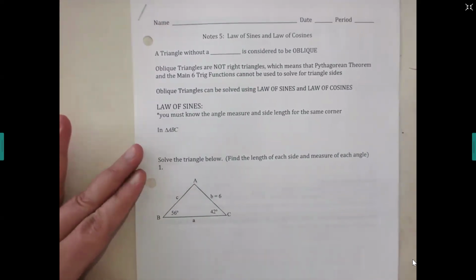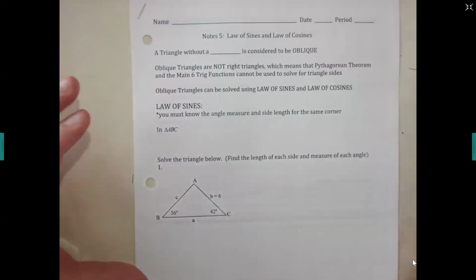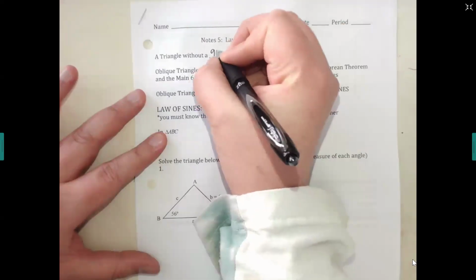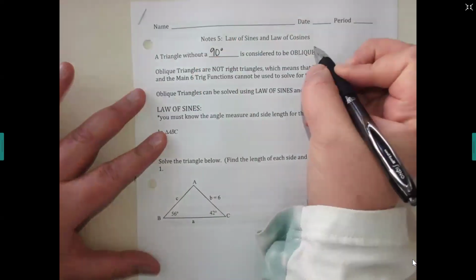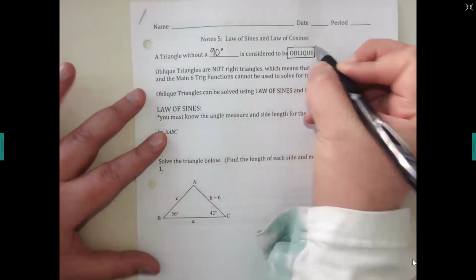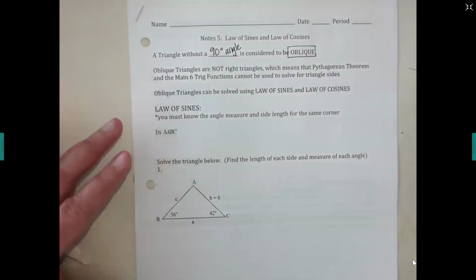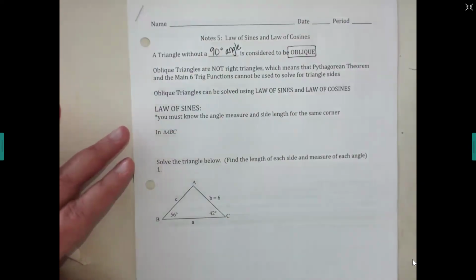All right, so today we are going to learn the laws of sine and cosine. You already did these in geometry, but probably you forgot, so let's go back over these. If you have a triangle and it does not have a 90-degree angle, then it is considered oblique. If you ever hear the word oblique, that just means it's not a right triangle.